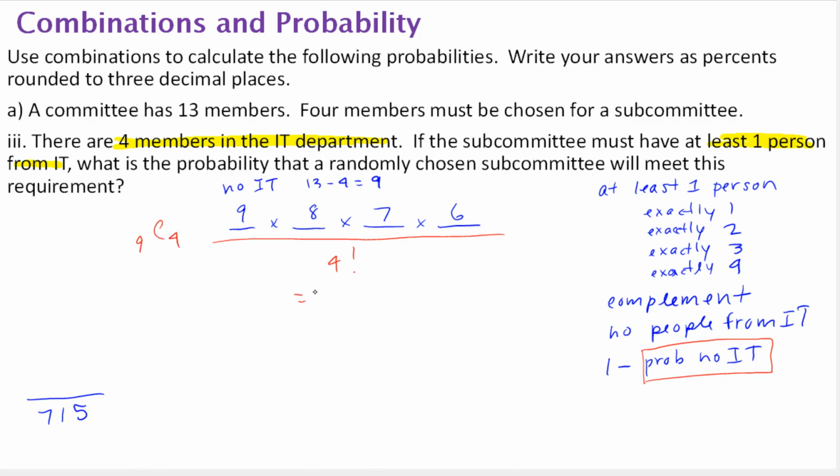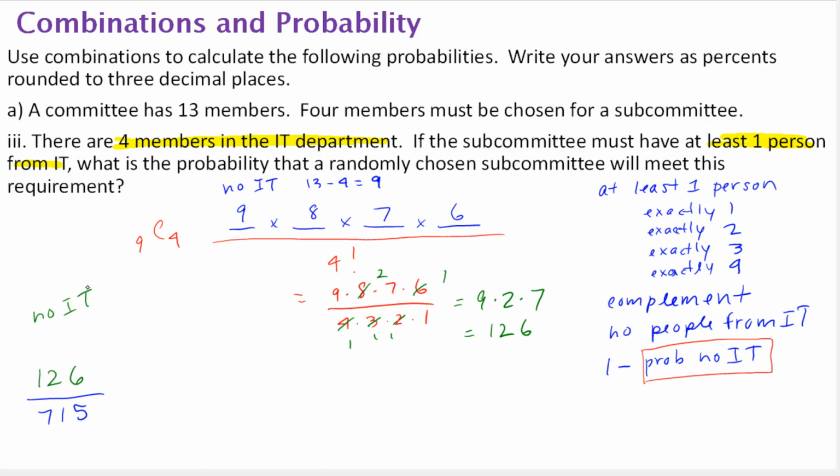Okay, so let's compute this. 9 times 8 times 7 times 6 over 4 times 3 times 2 times 1. Again, you can do this on your calculator. Just be careful with parentheses. Here we have 3 and 2. That cancels out the 6. Here I'm going to cancel out the 4 with this 8, and that leaves a 2 on top. So on top we have 9 times 2 times 7, which is 63 times 2, which is 126. Okay, so there are 126 committees with no IT people.